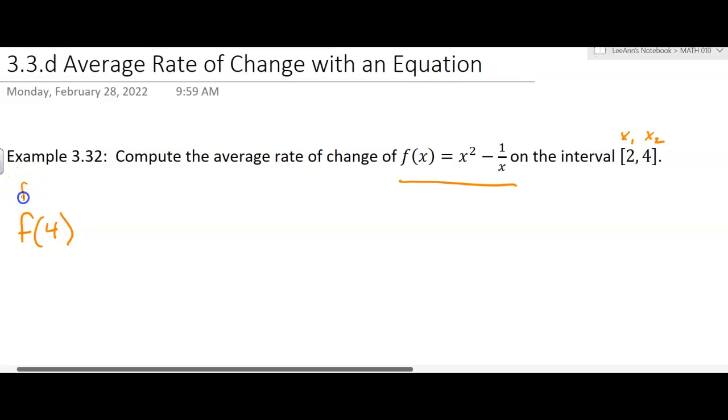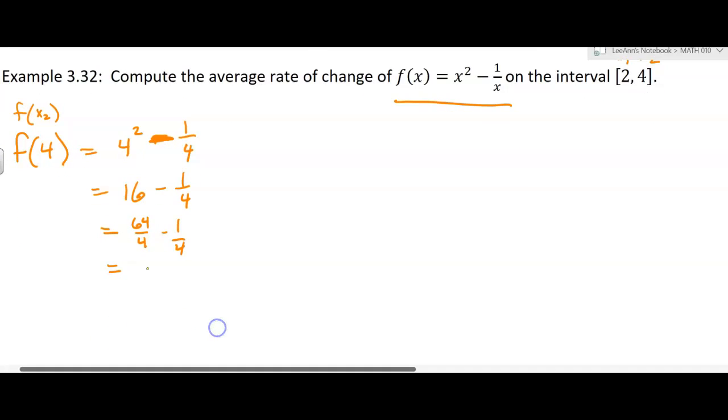This is going to be like your f of x sub 2, right? So I plug in 4 into the function. We've practiced that before. That's supposed to be a minus sign. And what do I get? 16 minus 1/4, or 16 is 64/4. So it looks like I'm getting 63/4. So that's f of x sub 2, or f of 4 if you want to think of it that way.